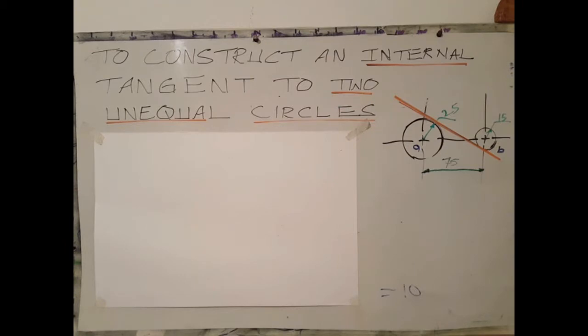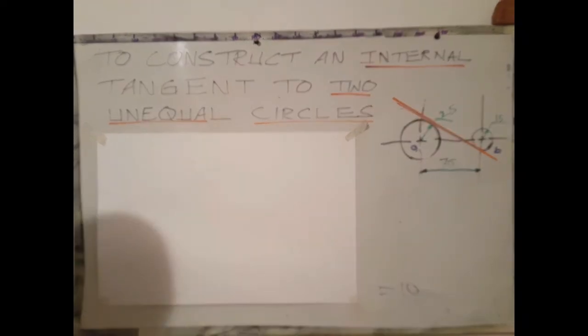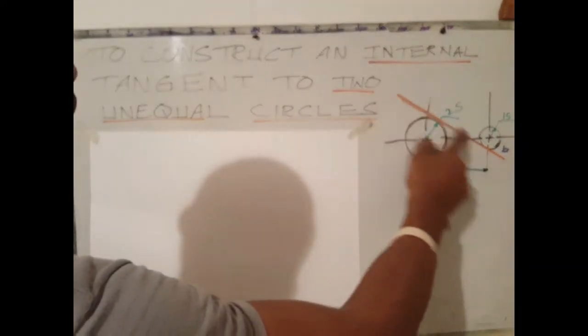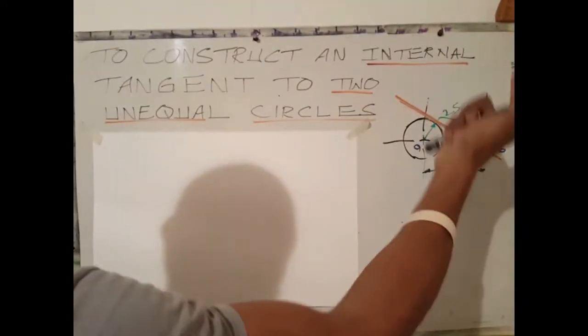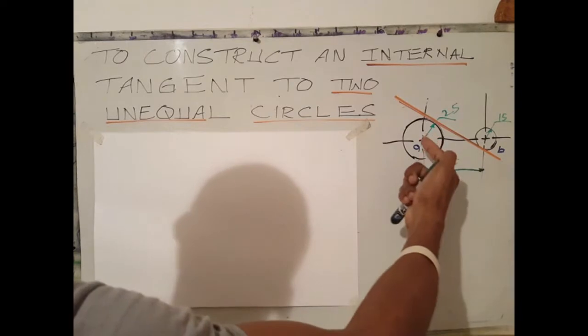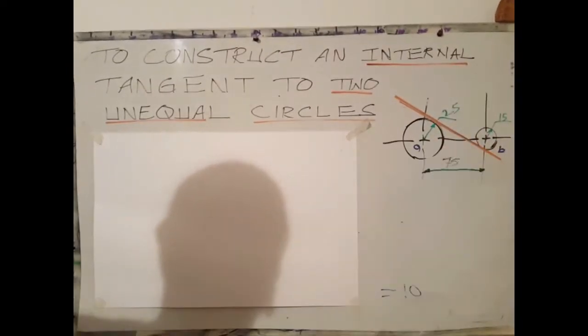At the end of this video, you should be able to construct an internal tangent to two unequal circles. What we have here is an internal tangent which blends in with two circles of radius A and radius B.